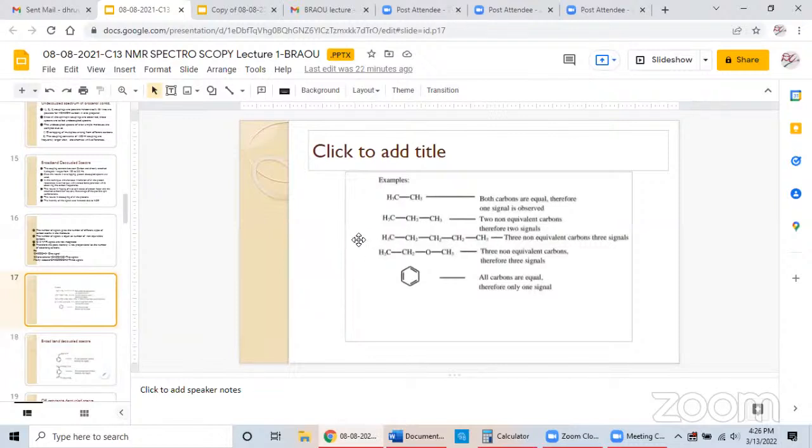Again, n-butane. How many? This CH3 and this CH3 are the same. This CH2 and this CH2 are the same, and the middle one is different. So three non-equivalent carbons are there, therefore three signals. And methyl ethyl ether. How many? 1, 2, 3. Three non-equivalent carbons, therefore three signals. Benzene, if you observe, 6 carbons are there, no doubt, but all are equivalent, right? So therefore only one signal for benzene.